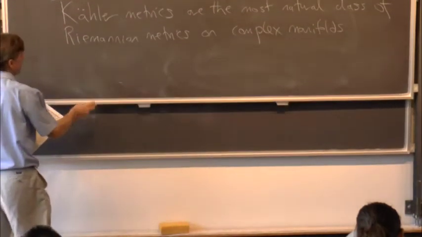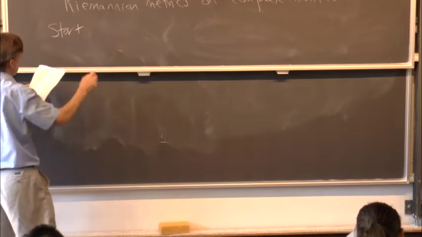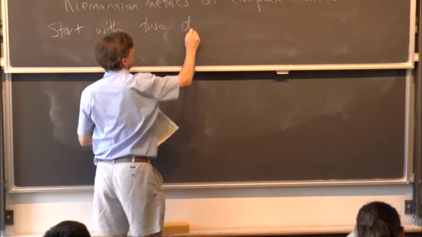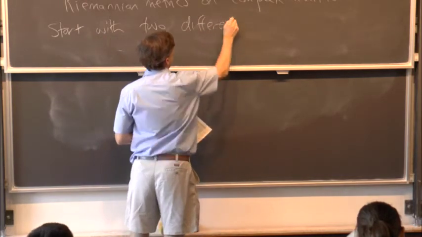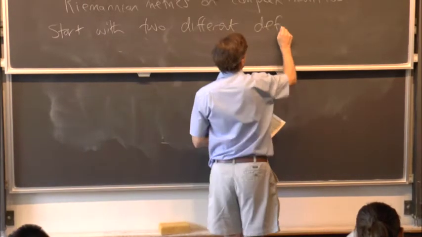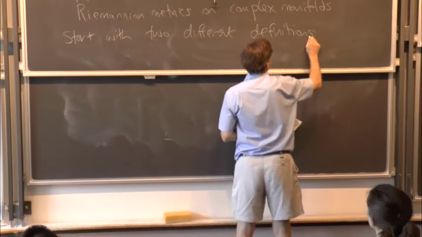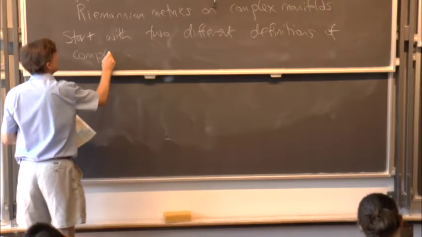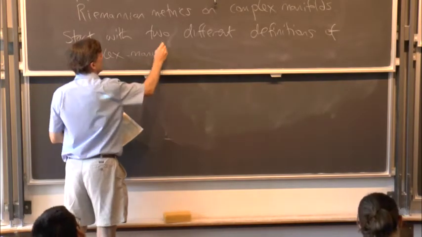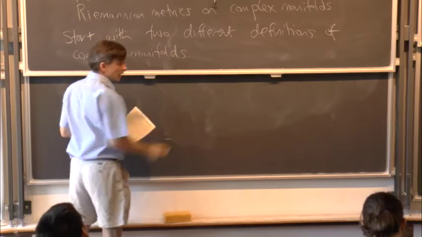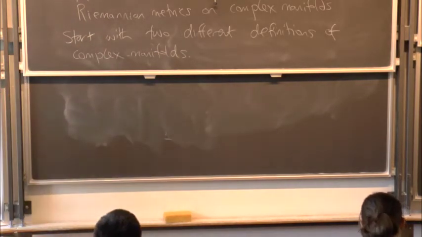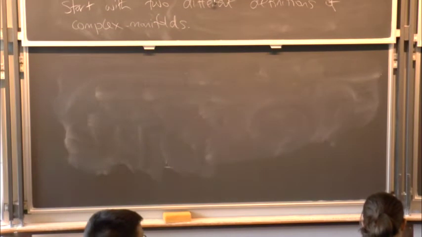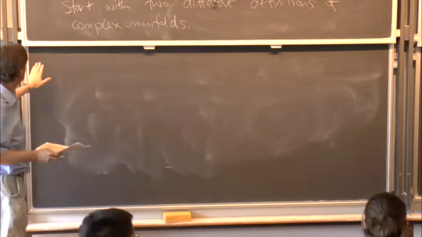So we'll start with two different but ultimately equivalent definitions of complex manifolds. The first definition would be somehow the natural definition from the point of view of complex analysis. If you started off thinking about holomorphic functions on C and C^n and so on, then this is how you build your definition of complex manifold.